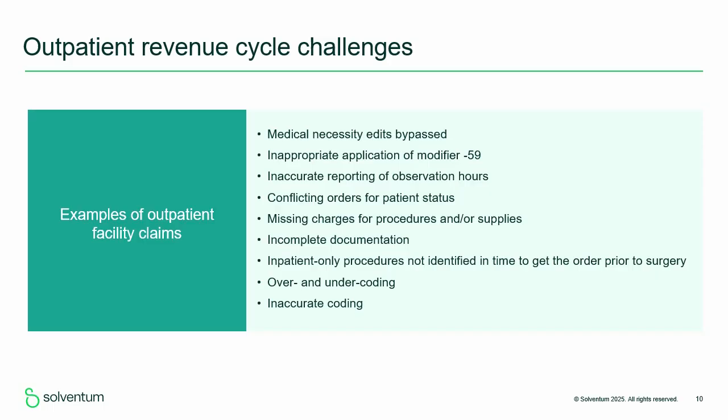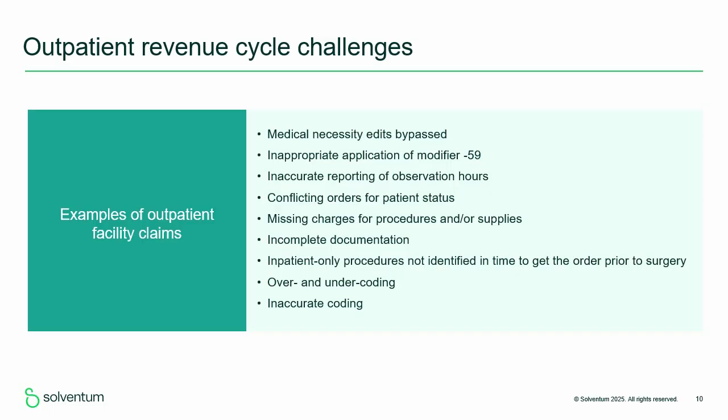So if we're talking about the revenue cycle challenges on the facility side, we often see items such as medical necessity edits bypassed. This could occur when a GZ modifier is appended and documentation actually supports medical necessity, but the condition that was documented was not final coded. This is where it becomes important to go back and check the documentation to ensure that everything was coded.